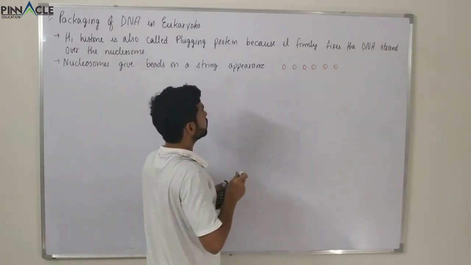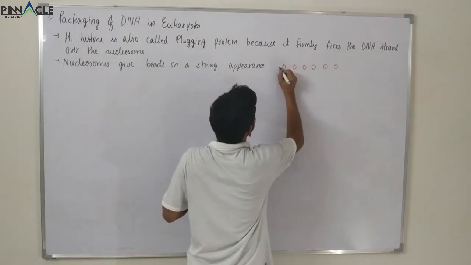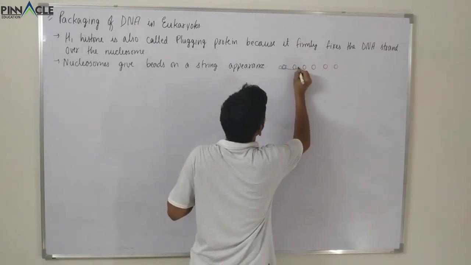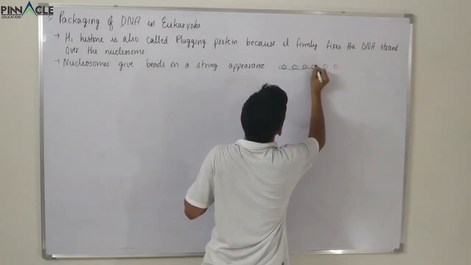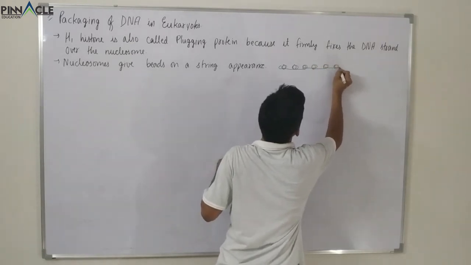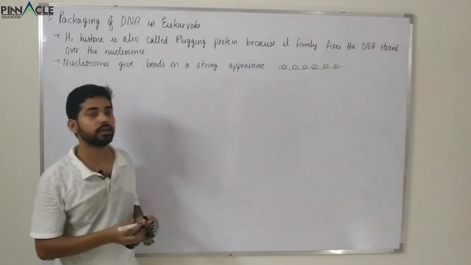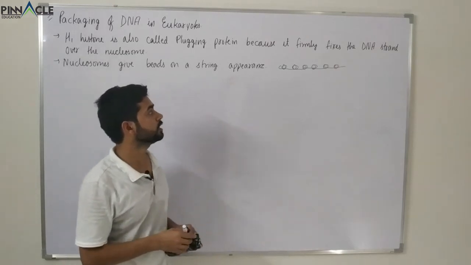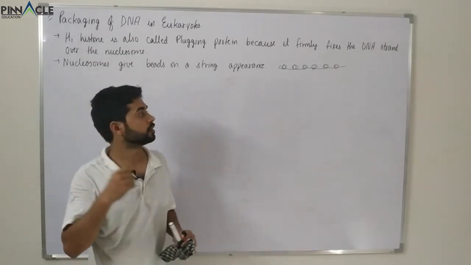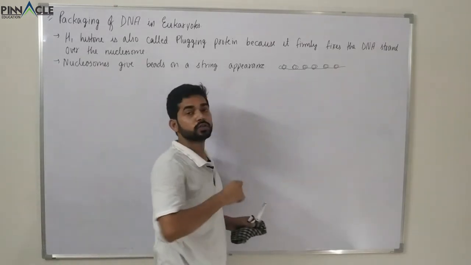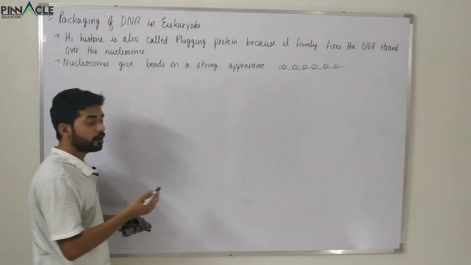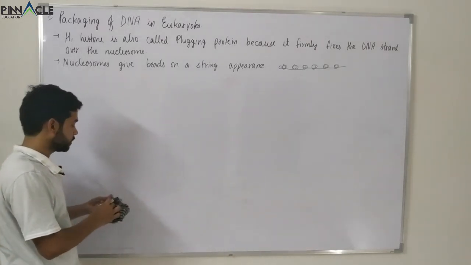So the normal DNA that we see appears like this. Those red color structures are nucleosomes, and the green color part is the DNA part. So these give the beads on a string appearance. Now we have to study about more compaction.